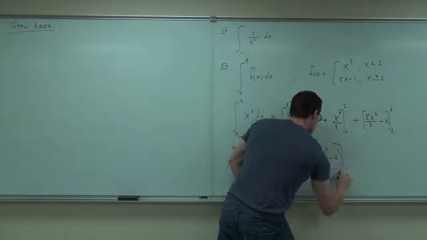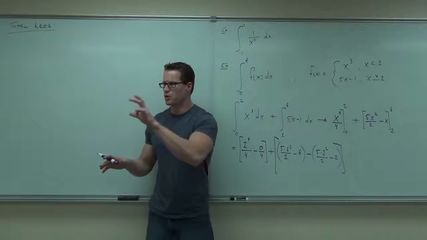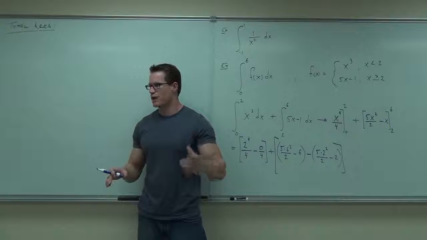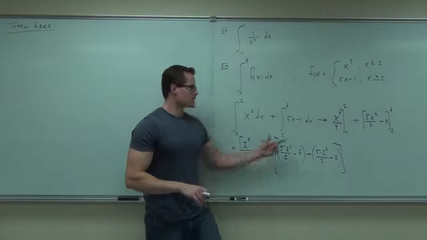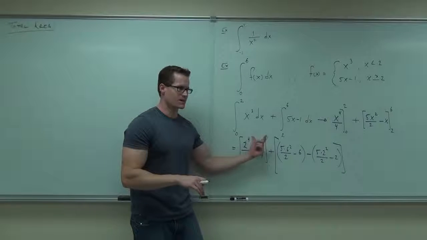You really need some brackets and parentheses on this thing, because you got stuff going on all over the place, especially when you have those multiple terms being added or subtracted. This one's pretty easy. You just plug in the 2 and you plug in the 0, and that's very straightforward. You get 2 to the 4th over 4 minus 0 over 4.